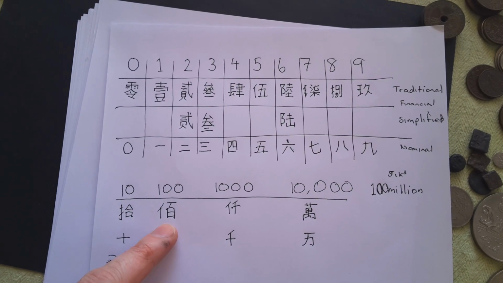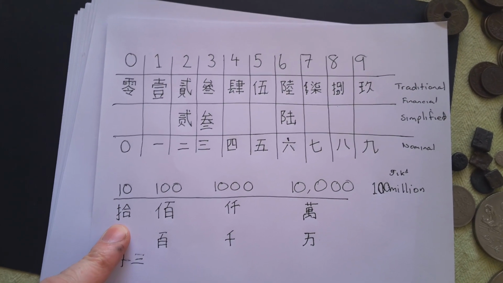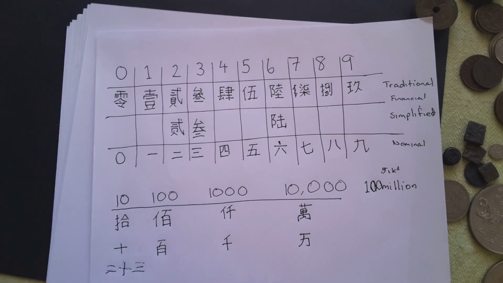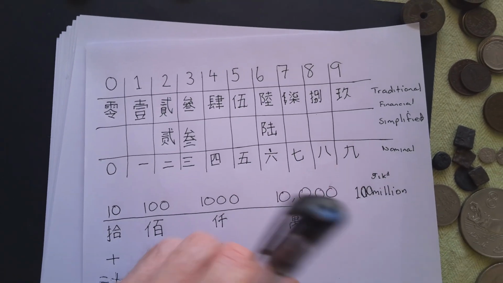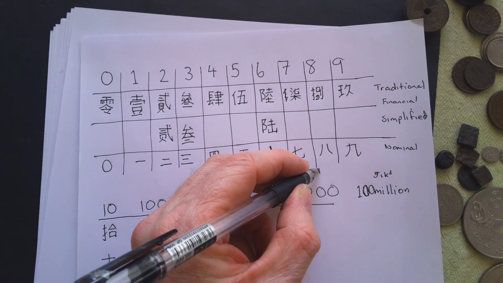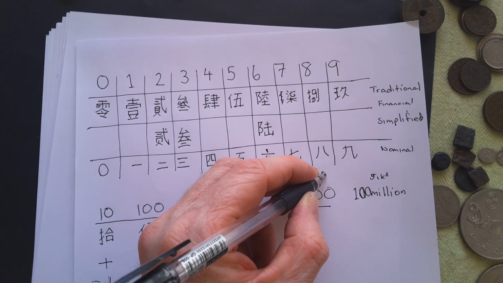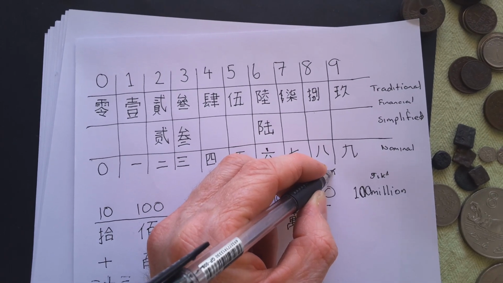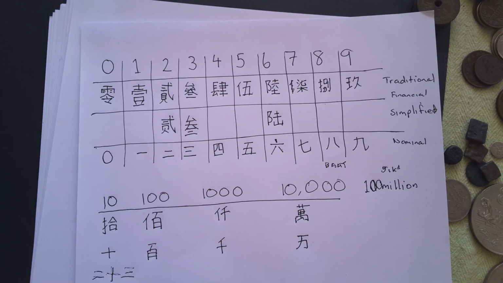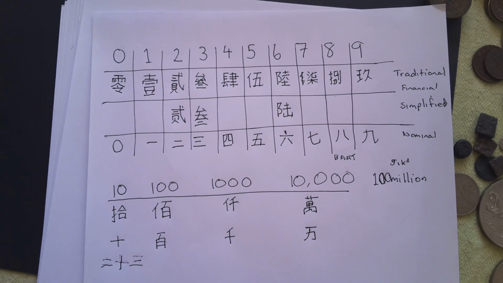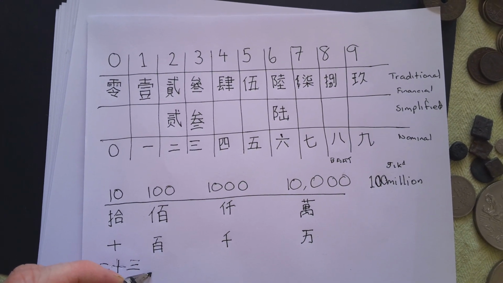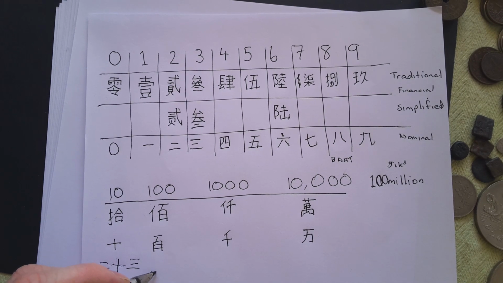Then you have 100. That's baak in Cantonese. This is baak, B-A-A-K, but it has a glottal stop, so you start to say the final consonant but stop.